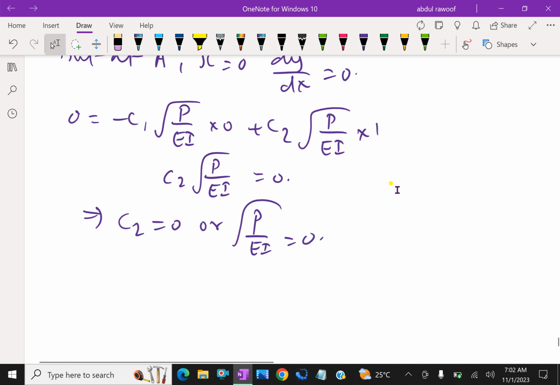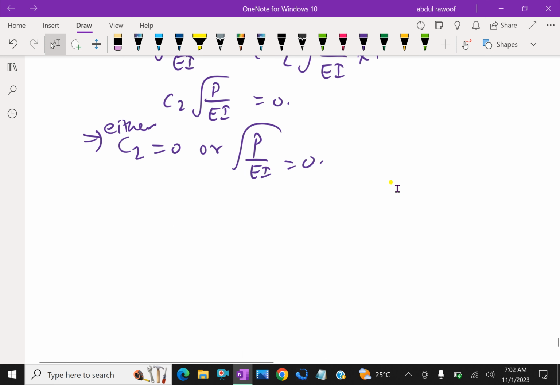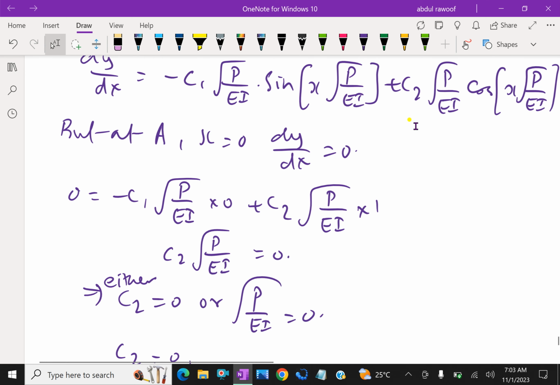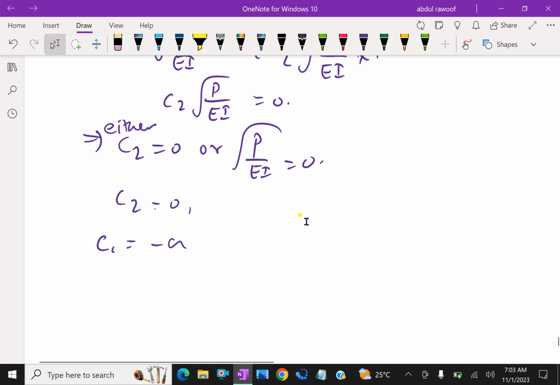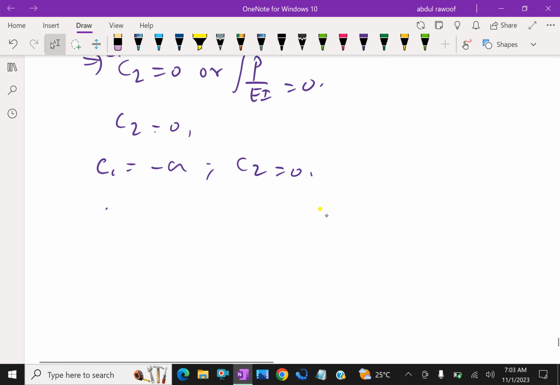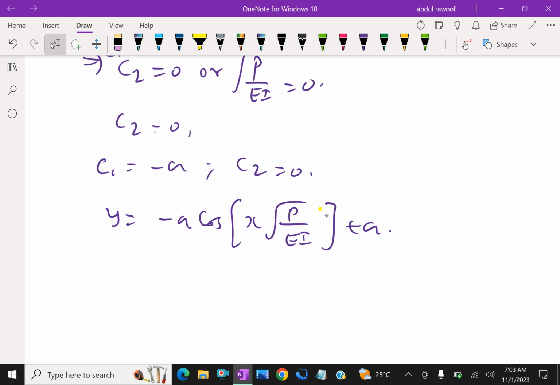Therefore, we can say, substituting these values, c2 equals 0 we are getting. Then substituting these values, c1 equals minus a. Because from this equation we are getting c2 equals 0, only these conditions we have. With c2 equal to 0, we are substituting these conditions in the original equation. Therefore, y equals minus a cos x square root of p over EI plus a. This is the equation of deflection: y equals minus a cos x square root of p over EI plus a.